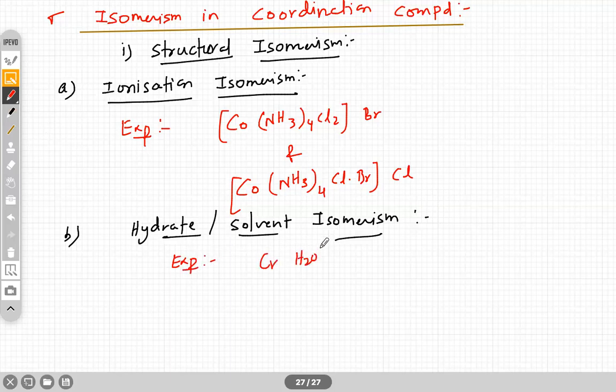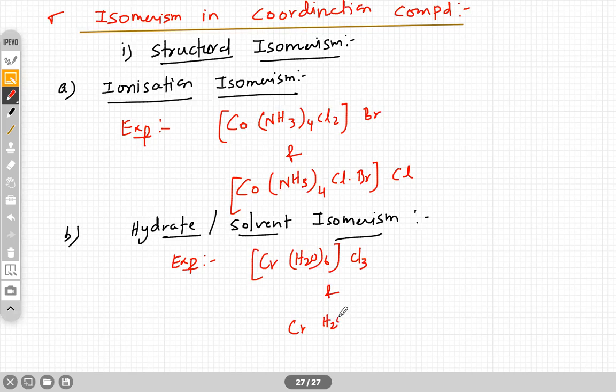For example, [Cr(H2O)6]Cl3 with the chlorides outside, and [Cr(H2O)5Cl]Cl2·H2O, so a water molecule is present outside. So this is hydrate isomerism, or solvent isomerism.